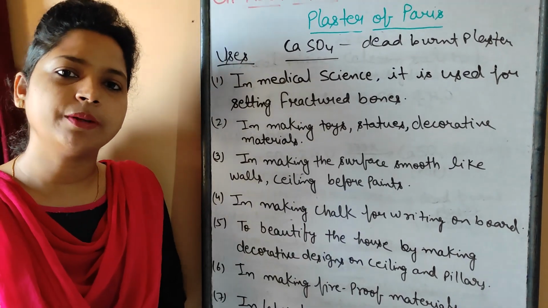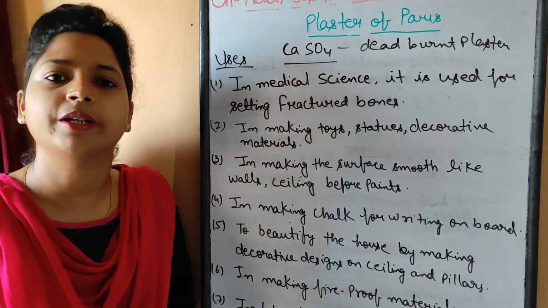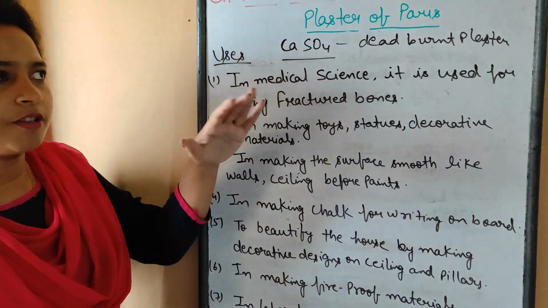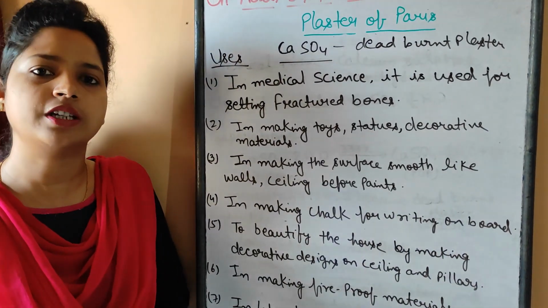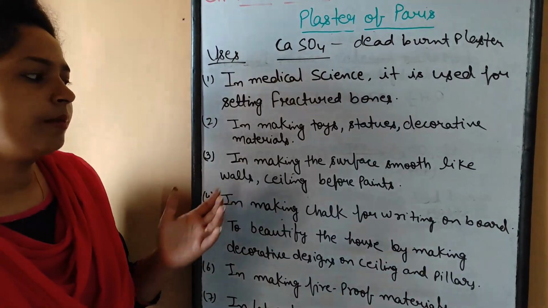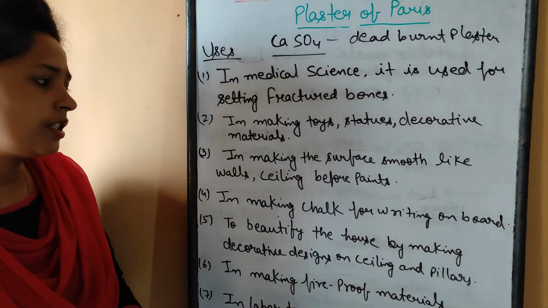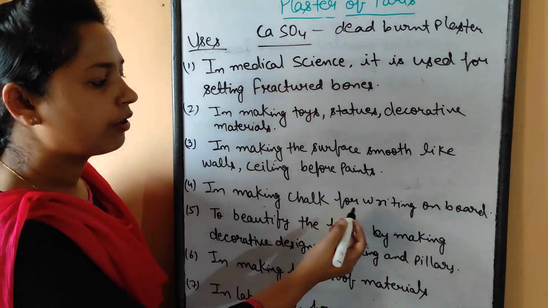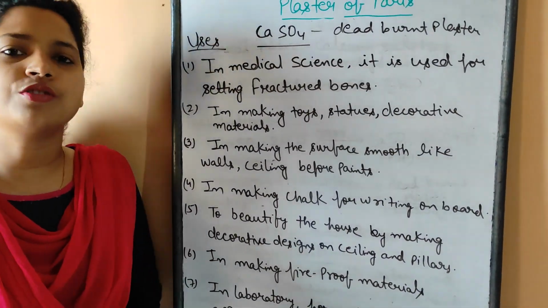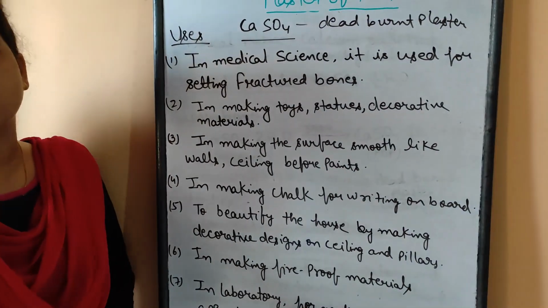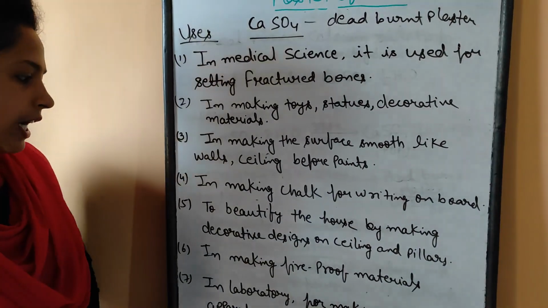Before painting, at home you must have seen painters apply a paste. That is so that the surface becomes completely smooth. The material painters use to smooth it is actually POP. Now the next use is in making chalk for writing on the board. You have seen chalk in your schools. All those chalks are also made of plaster of Paris. It can be used for that.